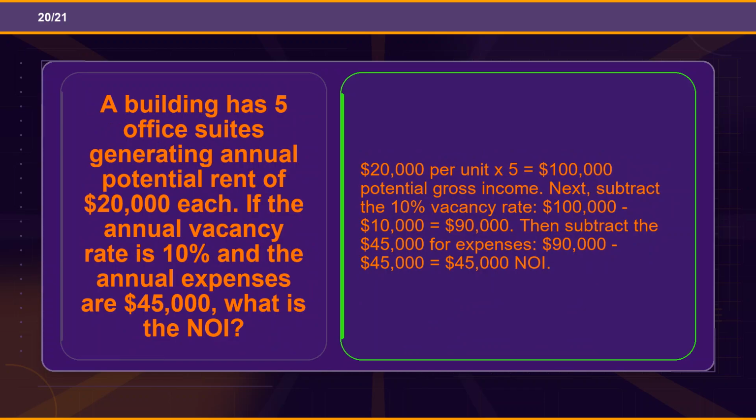Flashcard 20. Term: a building has 5 office suites generating annual potential rent of $20,000 each. If the annual vacancy rate is 10% and the annual expenses are $45,000, what is the NOI? Definition: $20,000 per unit x 5 equals $100,000 potential gross income. Next, subtract the 10% vacancy rate, $100,000 minus $10,000 equals $90,000. Then subtract the $45,000 for expenses, $90,000 minus $45,000 equals $45,000 NOI.